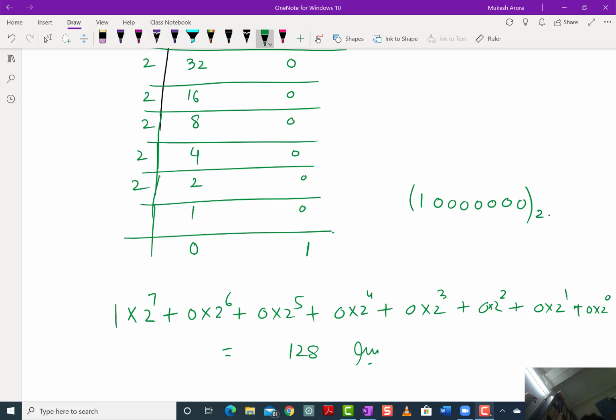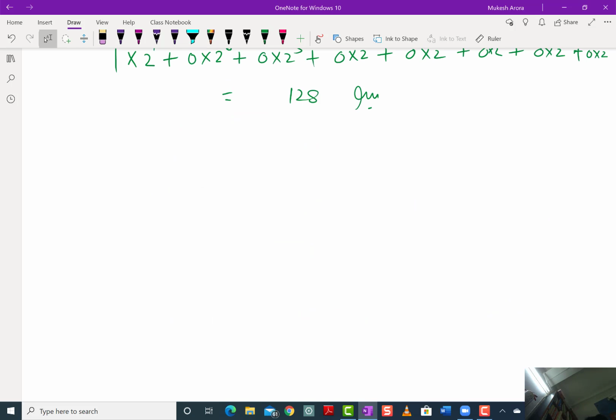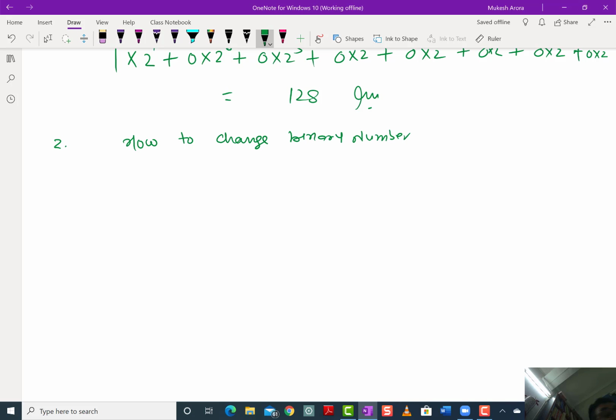Now, when a binary number is given, how to change the binary number into decimal form.